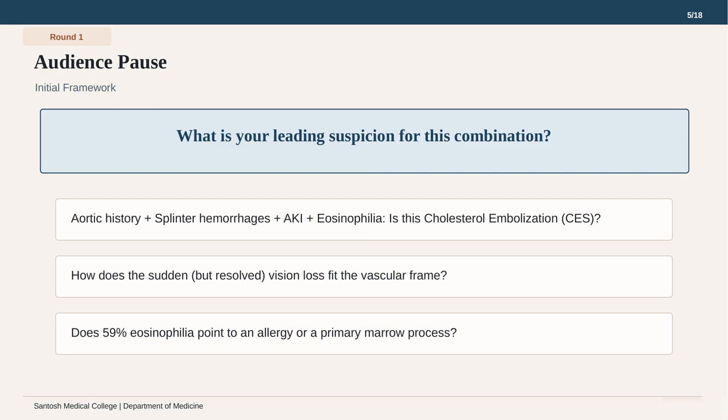Second, look at the sudden, although resolved, vision loss. You must ask yourself how this fits into a broader vascular framework. Finally, the third box highlights the 59% eosinophilia. Does an absolute count this high suggest a simple allergic reaction, or should we be worrying about a primary bone marrow process? Keep these questions in mind as we see how our simulated medical team approaches the exact same data.